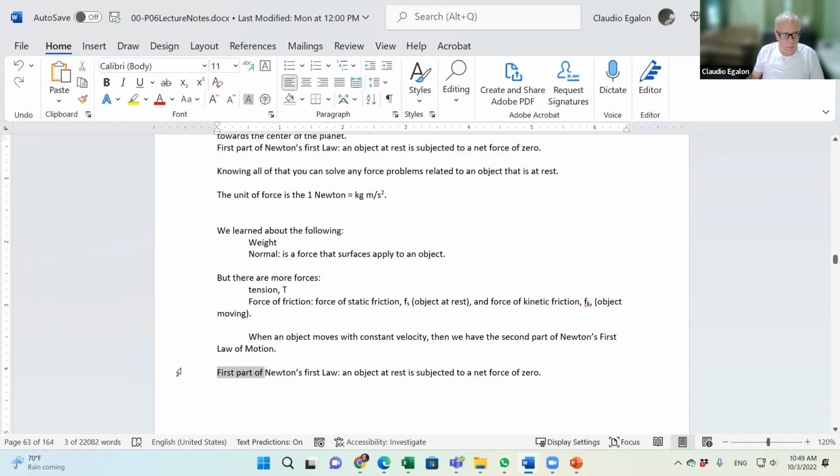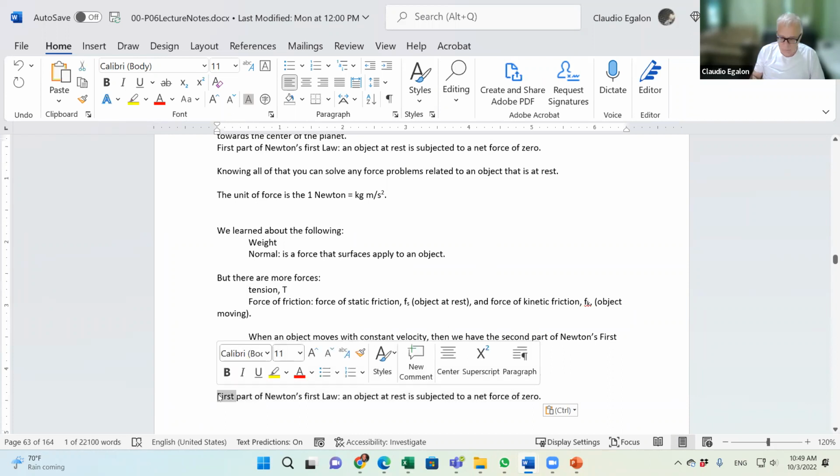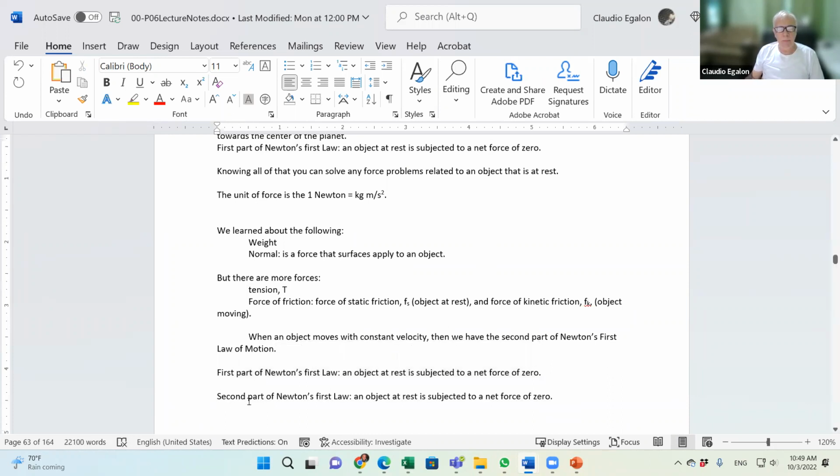Let's do this first part, right? Now I'm going to write down the second part. Second part of Newton's first law. An object moving with constant velocity is subjected to a net force of 0. And vice versa, by the way. If the net force is equal to 0, the object is going to be either at rest or moving with constant velocity.